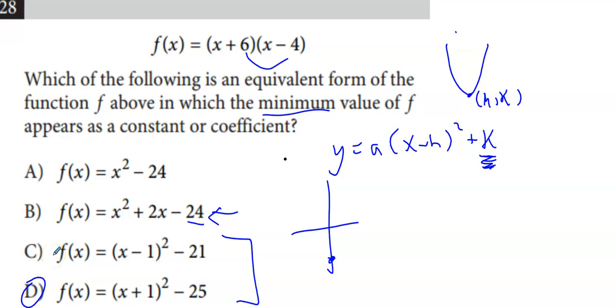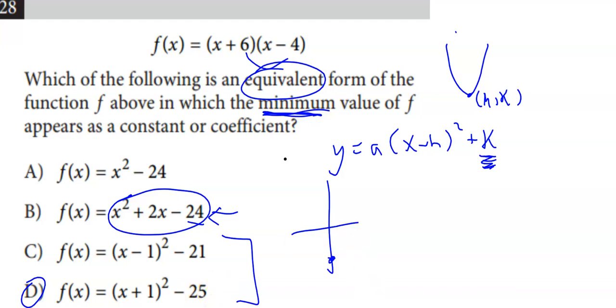You can also complete the square to solve this, put this in the right form there. But oftentimes in this type of environment, it doesn't say which equivalent form. This is an equivalent form, so that's why it's so tempting. It is equivalent, but it doesn't show the minimum. The minimum of this function is -25.